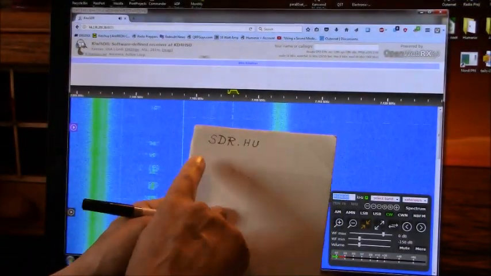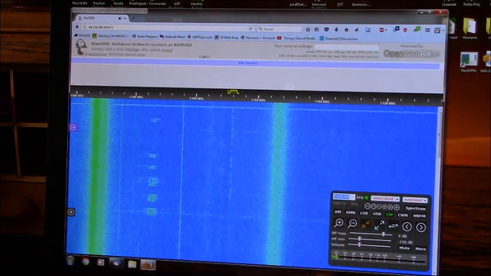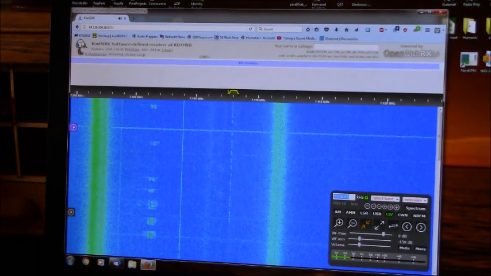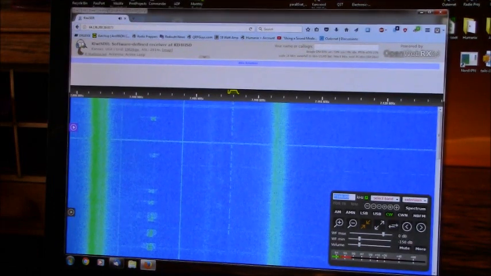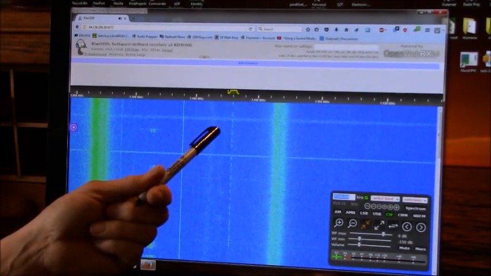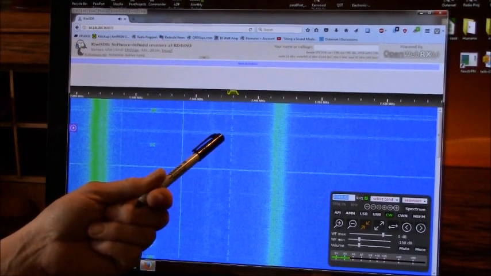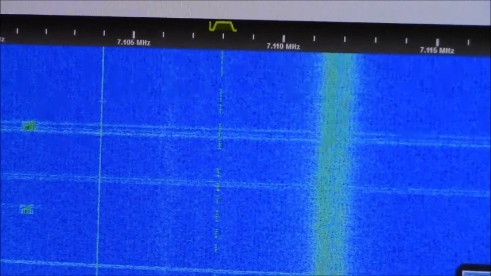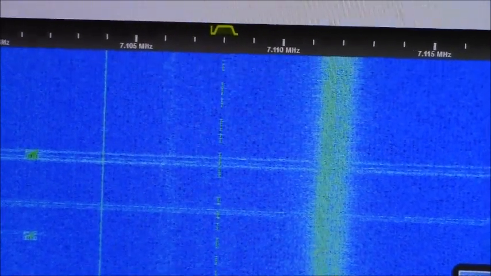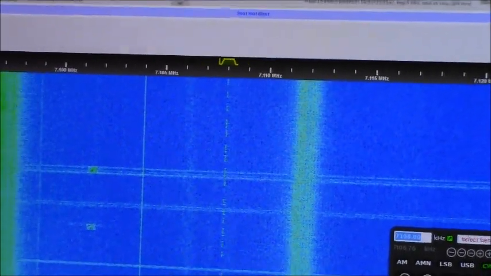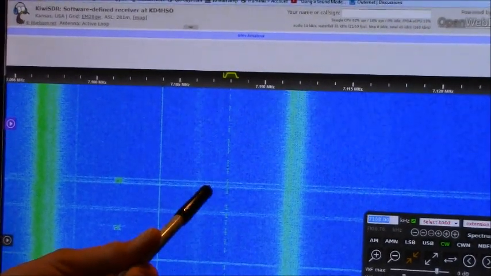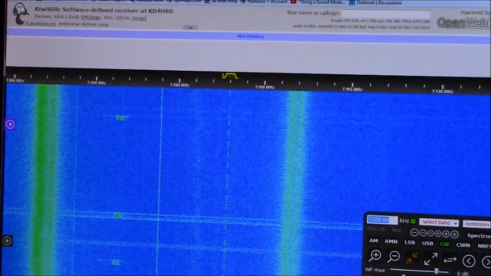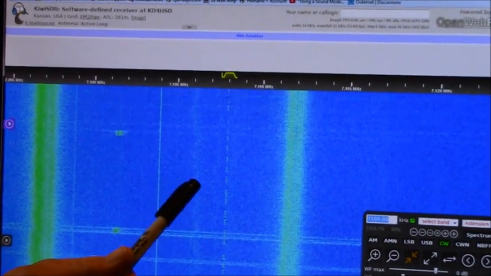Okay, this is SDR.HU. They have a selection of radio receivers located all over the world. Great way to practice your code. CQ, CQ. So if you don't have an HF radio to tune around and pick up ongoing conversations, or even if you do, you can use these SDR receivers. They're located all over the world. So here, this one is out of the state of Virginia.